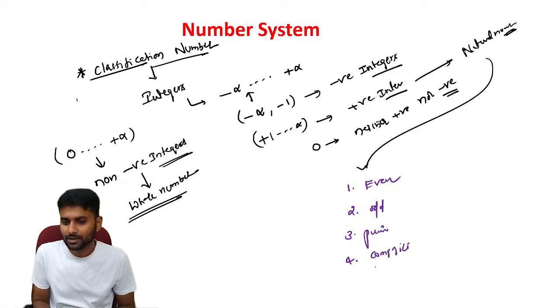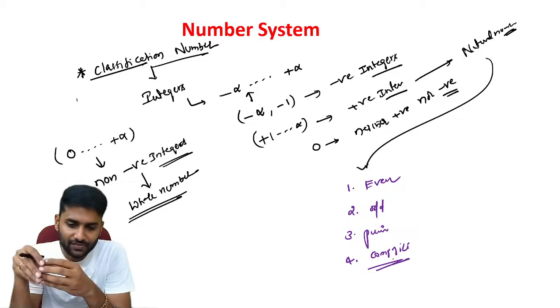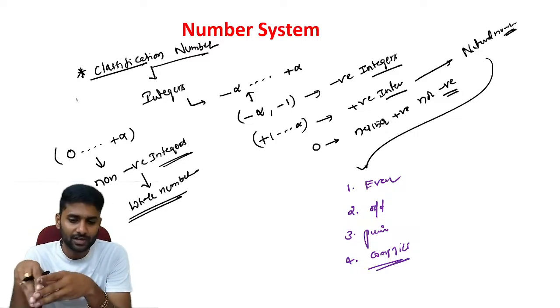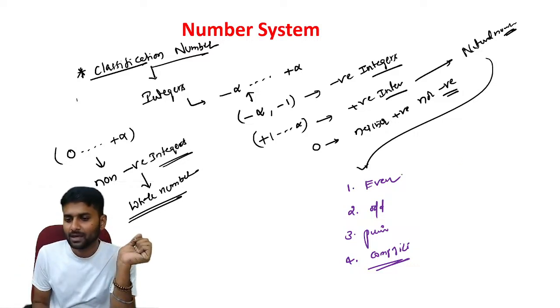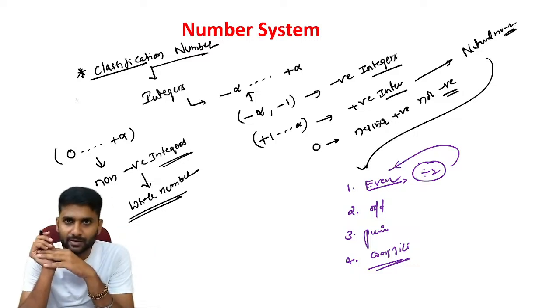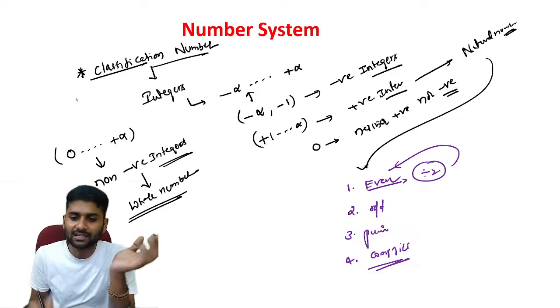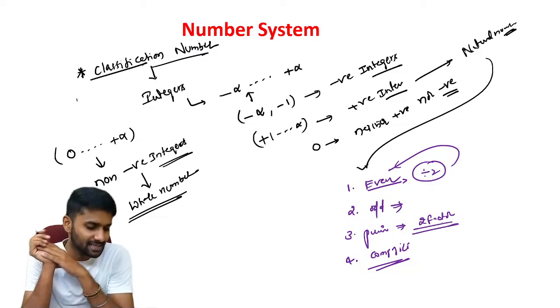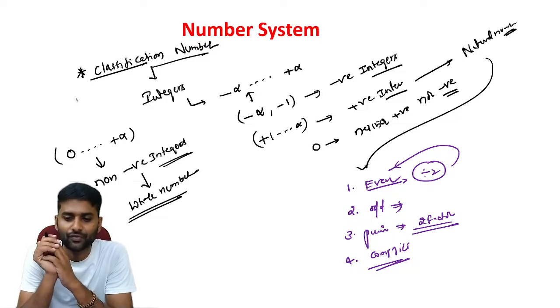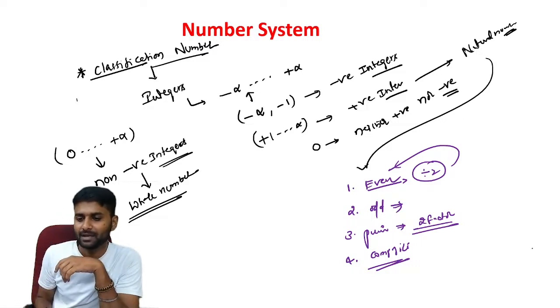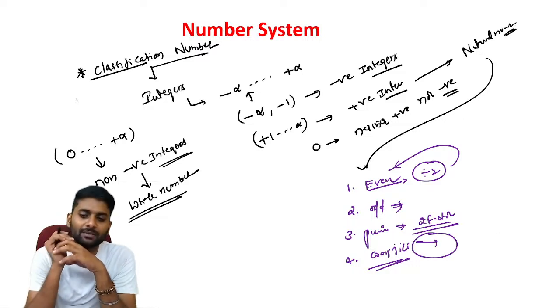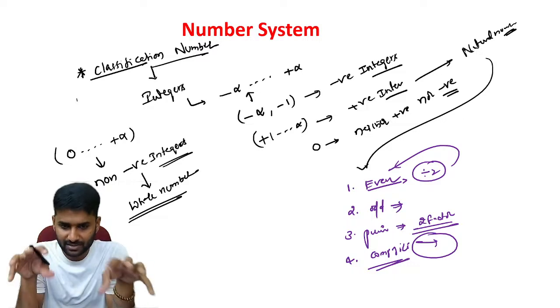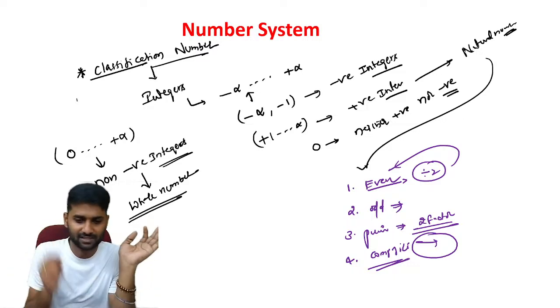If you split the natural numbers, they belong to even numbers, odd numbers, prime numbers, and composite numbers. Any natural number which is divisible by 2 is an even number. Any natural number other than even numbers are odd numbers. A prime number is any number that has exactly two factors. If a number has more than two factors, it is a composite number. So this is the basic classification in the number system.